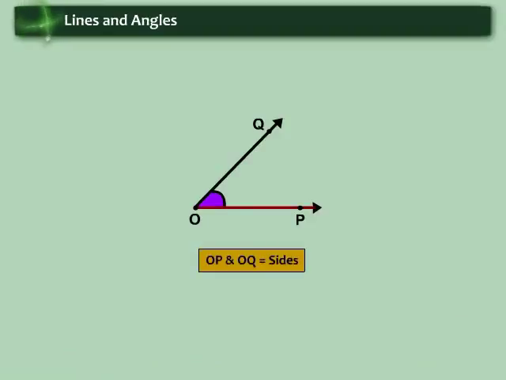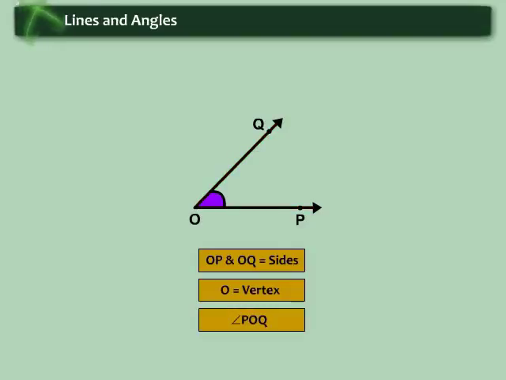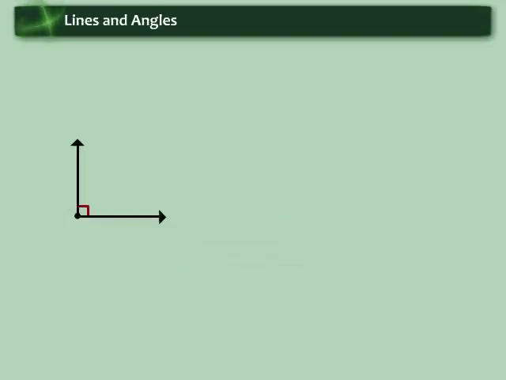The rays OP and OQ are called sides. O is the vertex of the angle. The angle POQ is denoted as angle POQ. There are many types of angles. Some of them are as follows.